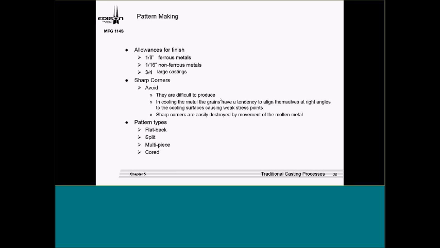And then we get into the pattern types. We have the flat back. Generally, that's what we'll end up doing, and probably 75% of the castings I pour out here is flat back. And then we have split, and I'll show you an example of that here in a moment. And we've already saw the one slide of the multi-piece, and then, of course, you have the core pattern.